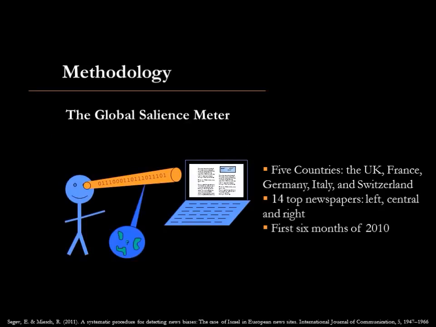We collected data from newspapers in 5 countries, the UK, France, Germany, Italy, and Switzerland, in 4 different languages: English, French, German, Italian, and again the German part of Switzerland. We looked at 14 different newspapers that were most popular, but also representing the left, central, and right wing of the political map, and we explored those articles that mentioned Israel during 6 months, the first 6 months of 2010.